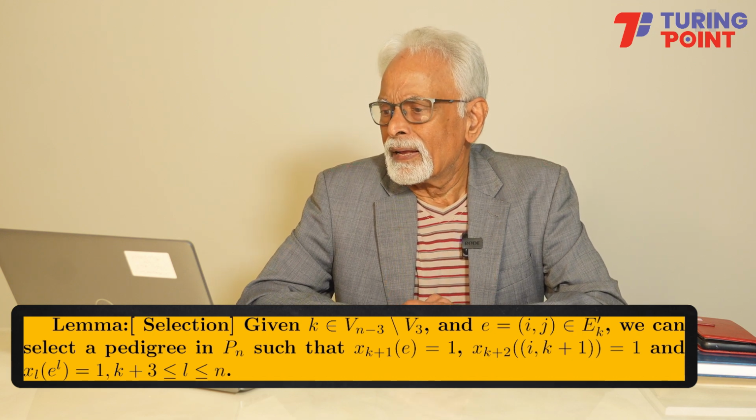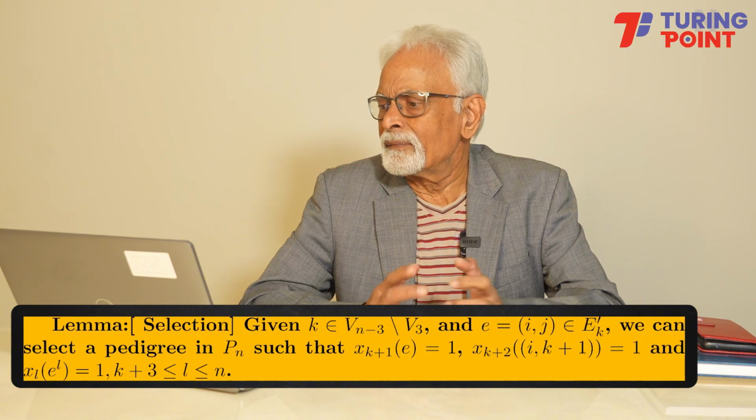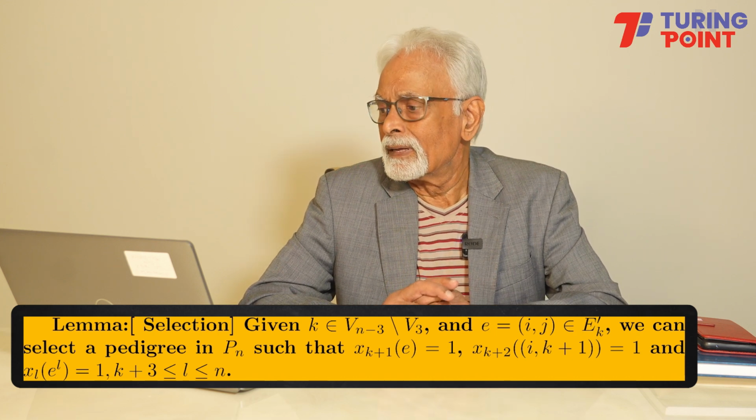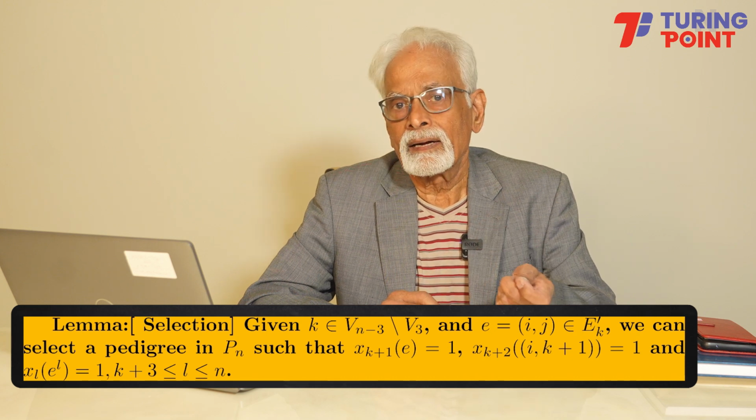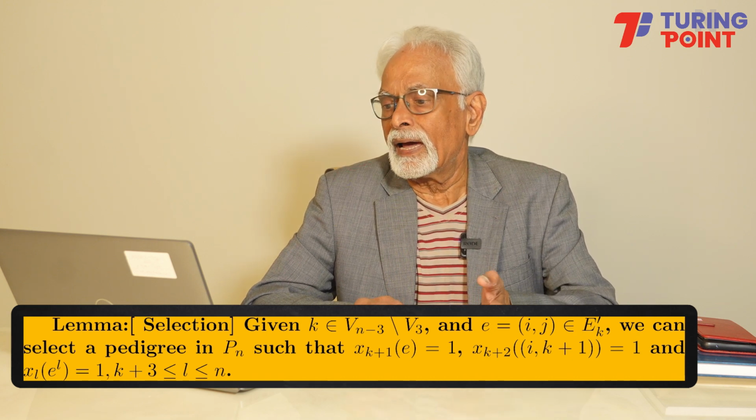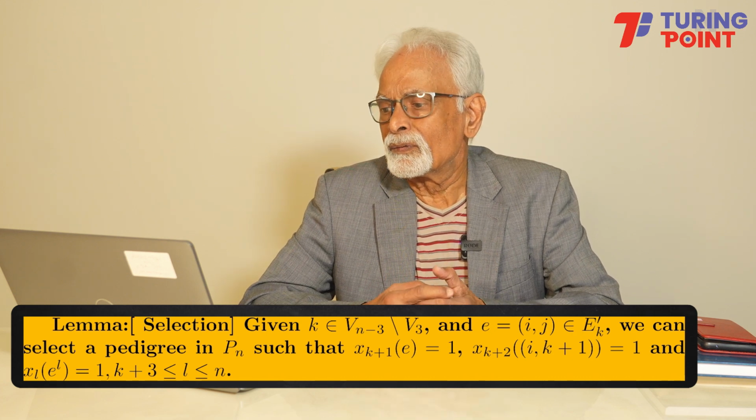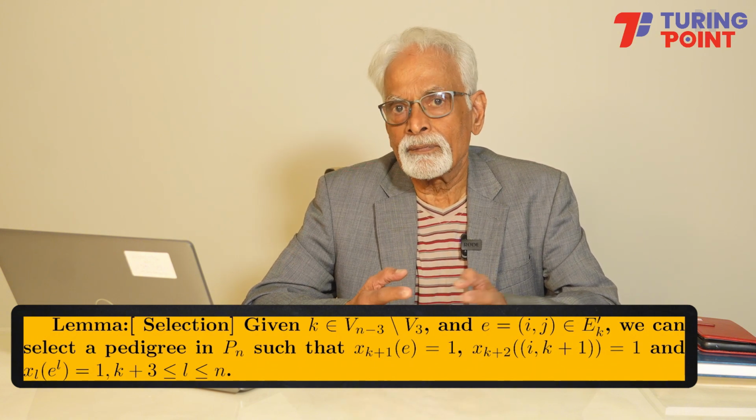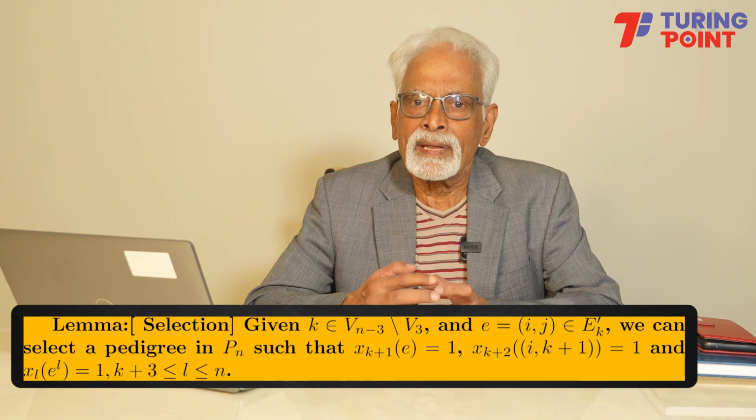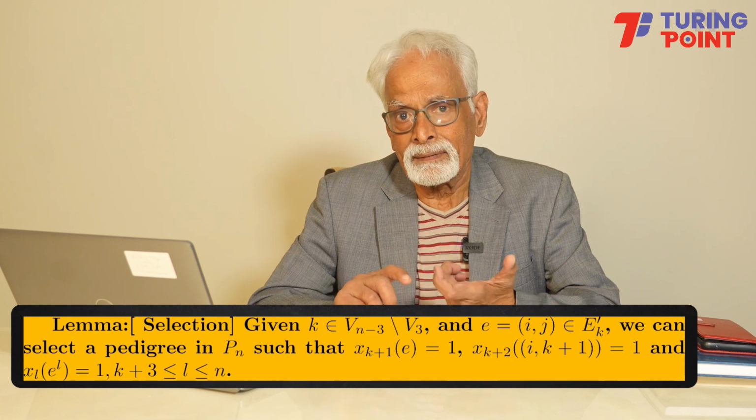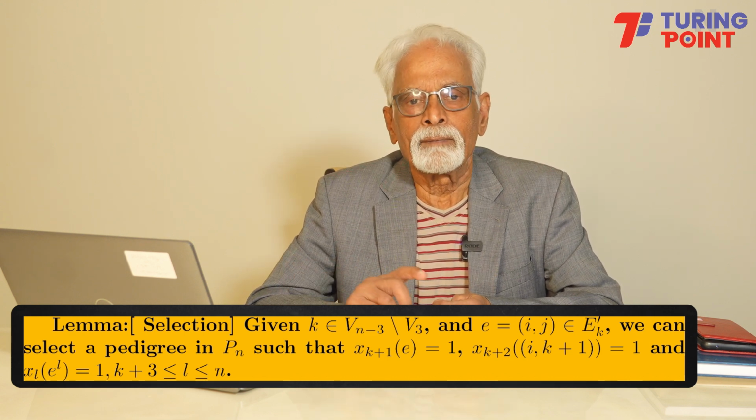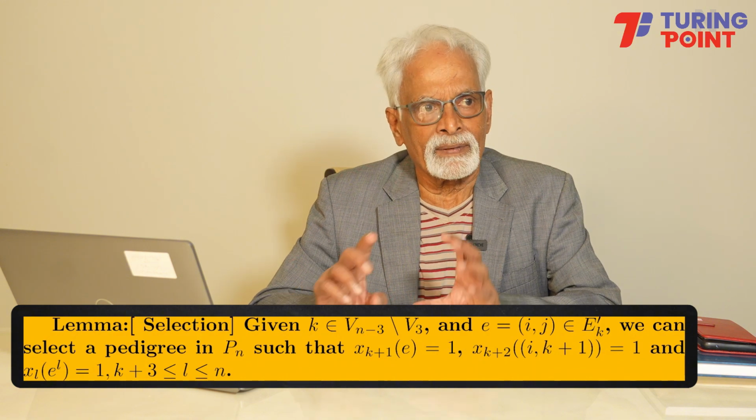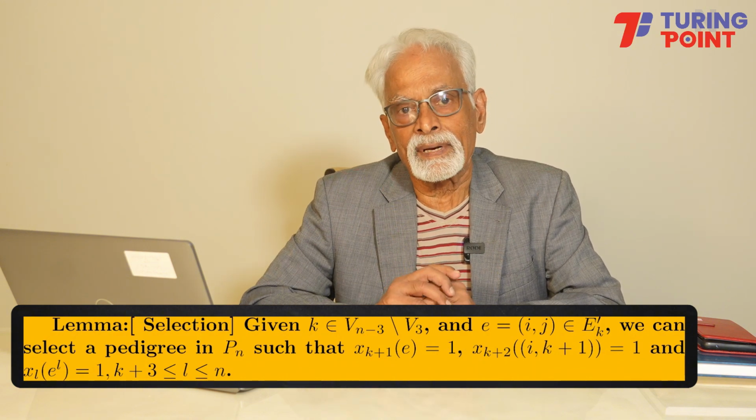So we select a pedigree such that what we are assuring is that we can select a pedigree such that x_{k+1, e} equal to 1, x_{k+1, i, k+1} is equal to 1, and x_{l, e super L} are all equal to 1 for k plus 3 to n, where of course remember that e super L is actually the last edge, that is k minus 2 comma k minus 1, or for L it will be L minus 2 comma L minus 1. That edge we denote by e super L.